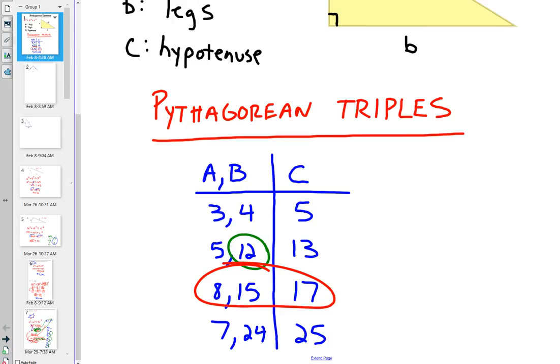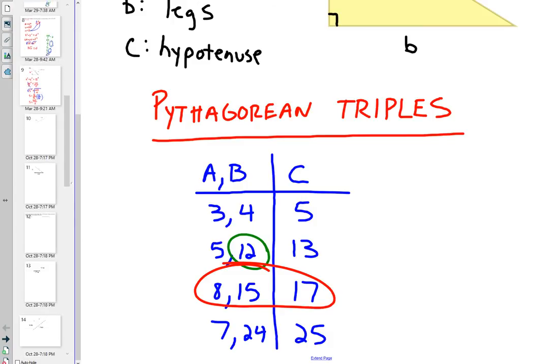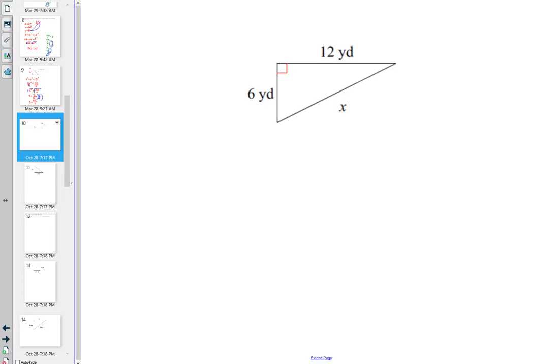Vicky, you look like you want me to use Pythagorean theorem. I'm gonna do it for making faces. I don't want that.